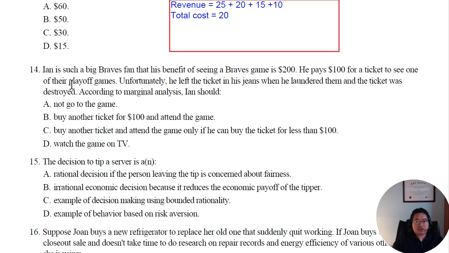Let's look at question 14. Ian is such a big Braves fan that the benefit of seeing a Braves game is $200. He pays $100 for a ticket to see one of their playoff games. Unfortunately, he left the ticket in his jeans when he laundered them, and the ticket was destroyed. According to the marginal analysis, Ian should do what? Now, what does the marginal analysis look like here?